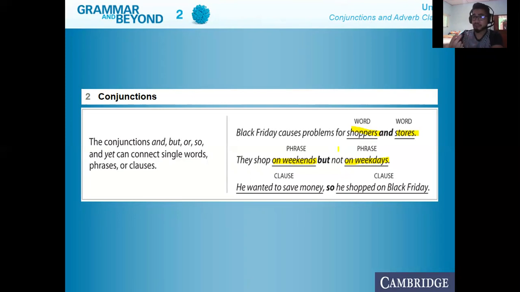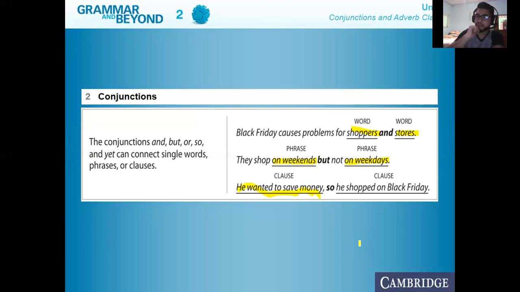In this case, we're joining two independent clauses. That means that they are sentences that have a complete meaning. They don't need anything else, but we are joining the two ideas no matter what. So we have the first one, that is, he wanted to save money. If I keep this sentence alone, it will make complete sense and I wouldn't need to add anything else. The meaning is understood.